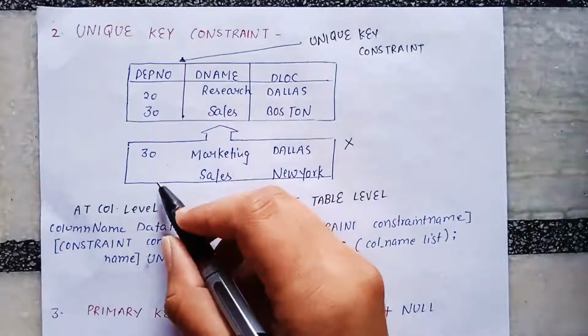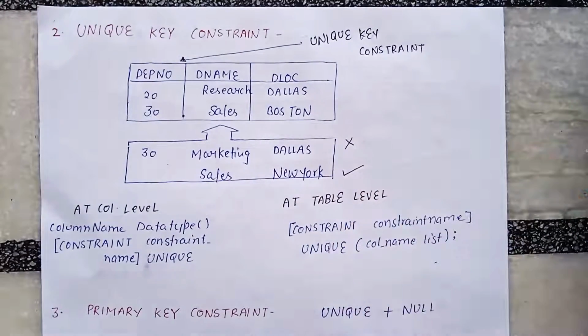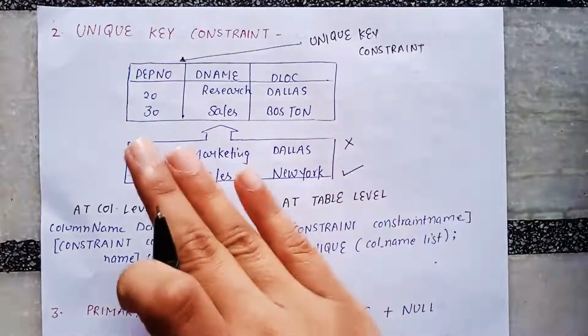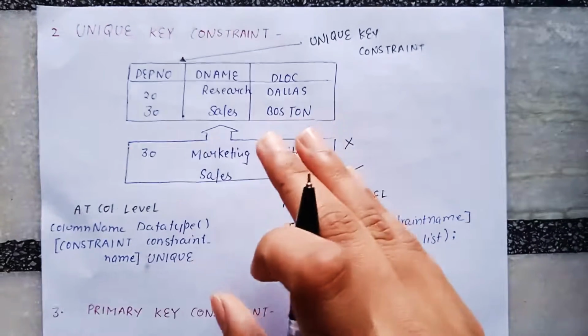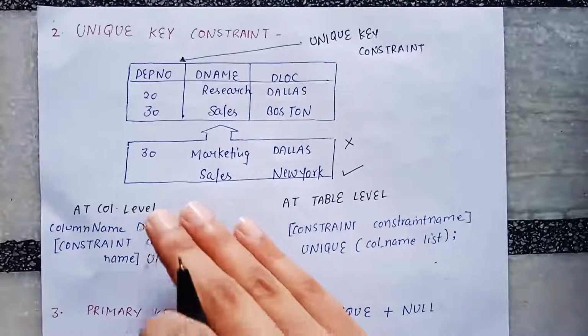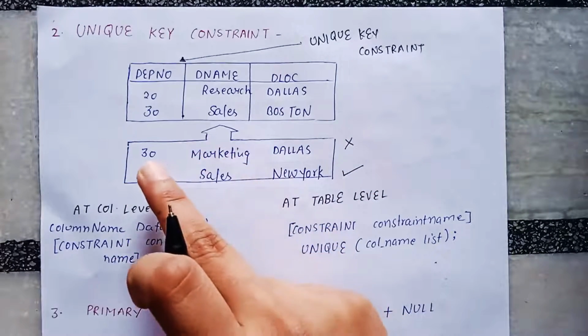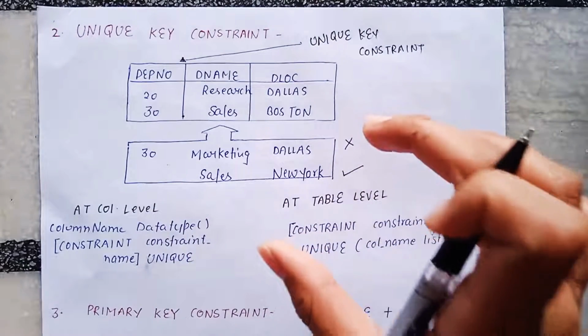Okay, so this record will be allowed. It only says that the value that is going to be entered should be unique. And if it is null, it doesn't matter; it should be unique, it should not be the same. So this is where the unique key constraint is used.